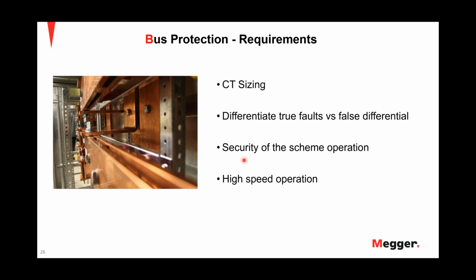And next comes the security of the scheme operation. A substation bus connects various entities on different voltage levels, all the way from generation, transmission to distribution, from industrial loads to residential loads. When faults occur on a bus, it can jeopardize the stability of the system, and the outage can be on a large scale. So the security of the scheme operation is of high importance.